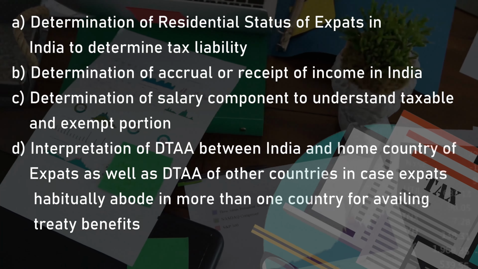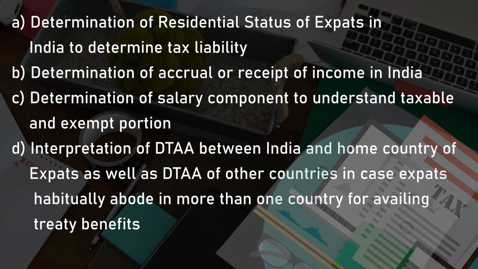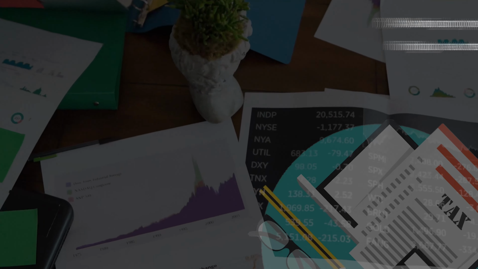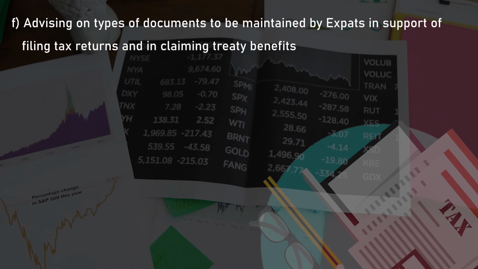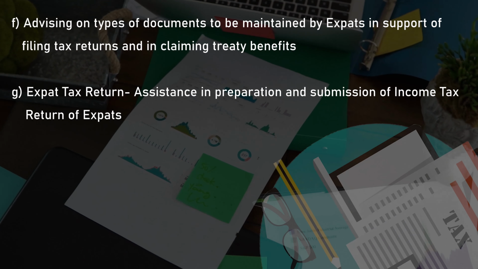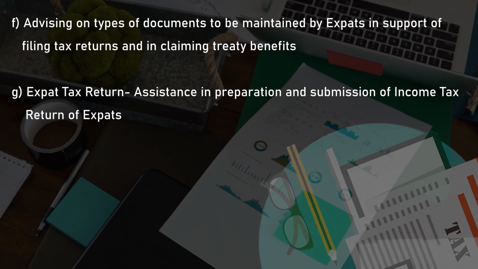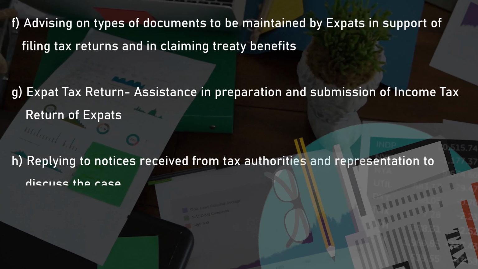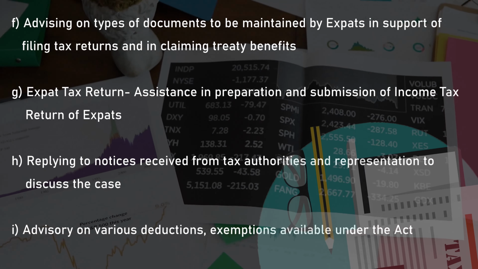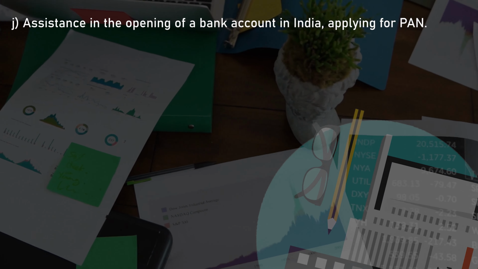D. Interpretation of DTAA between India and the home country of expats as well as DTAA of other countries in case expats habitually abode in more than one country for availing treaty benefits. F. Advising on types of documents to be maintained by expats in support of filing tax returns and in claiming treaty benefits. G. Expat tax return assistance in preparation and submission of income tax return of expats. H. Replying to notices received from tax authorities and representation to discuss the case. I. Advisory on various deductions and exemptions available under the Act. J. Assistance in the opening of a bank account in India and applying for PAN.